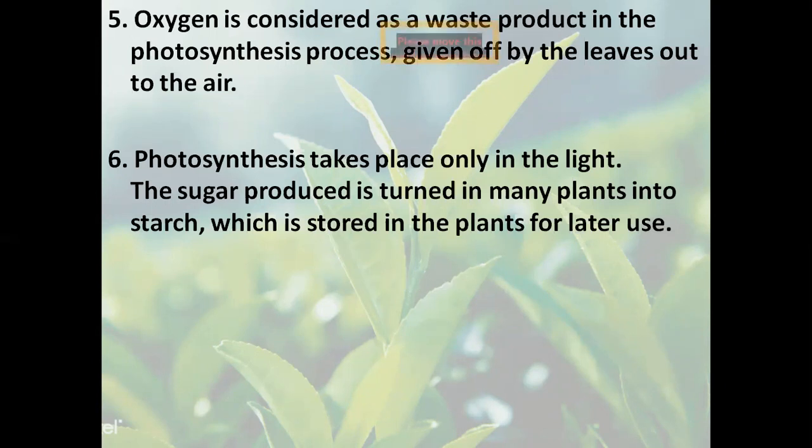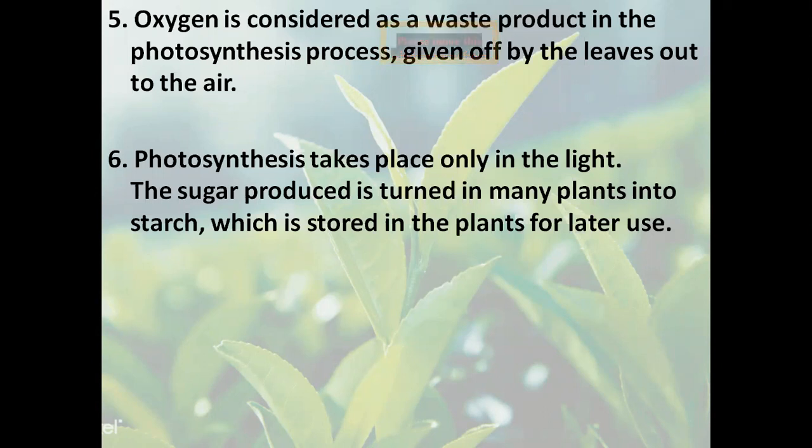Also you have to know that photosynthesis takes place in light. The sugar produced is turned into starch, which is stored for later use. That's why we have a dark blue color with the iodine test. Why? Because we have sugar. This sugar will be transformed into starch and stored in the plant as starch for later use.